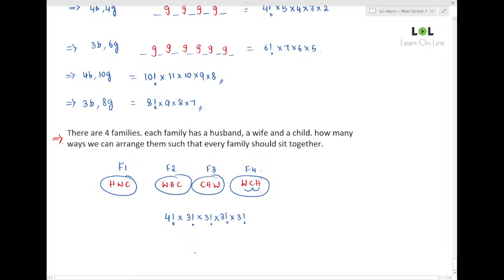No, Chandana, it is not 4 factorial into 4 into 3. Observe. 4 families, 4 units, 4 factorial. But husband, wife, and child within the family can rearrange among themselves. So that is 3 factorial. First family 3 factorial, second family 3 factorial, third family 3 factorial, fourth family 3 factorial. That is my final answer.